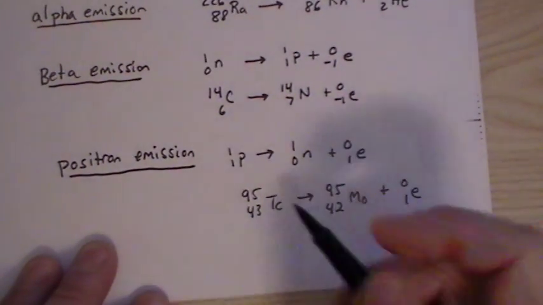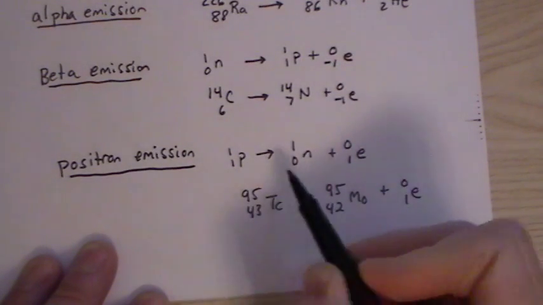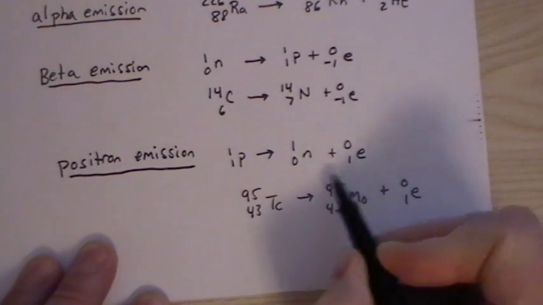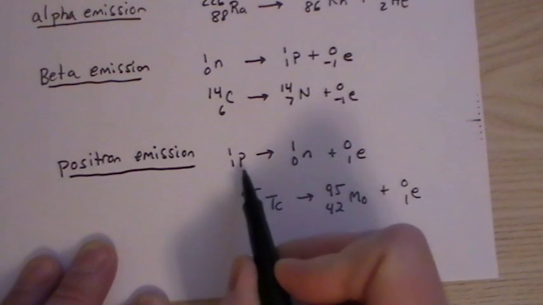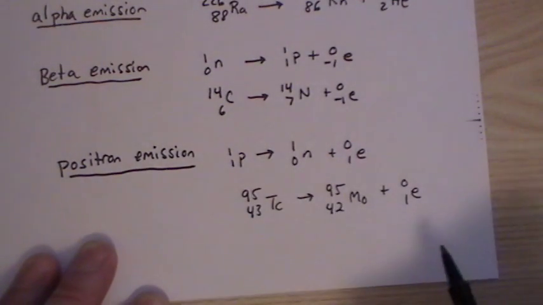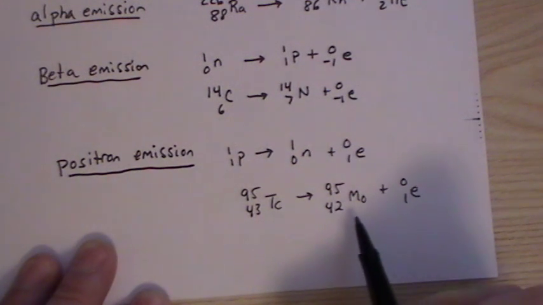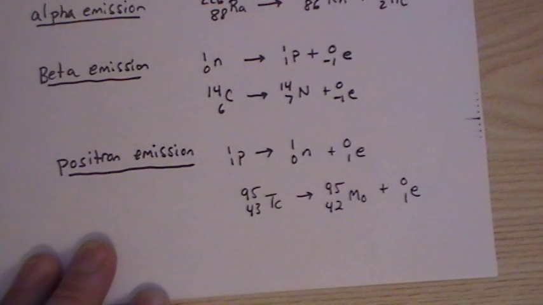Now the positron emission is where we have a proton and we want to make it into a neutron. So we have too many protons. We're proton rich, and we can get rid of a positron and in the process create a neutron. So that's the individual process, but if we look at the full process, technetium-95 changes into molybdenum-95 plus a positron that takes off.